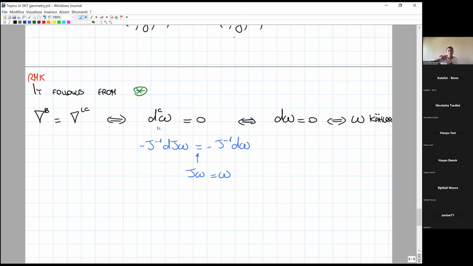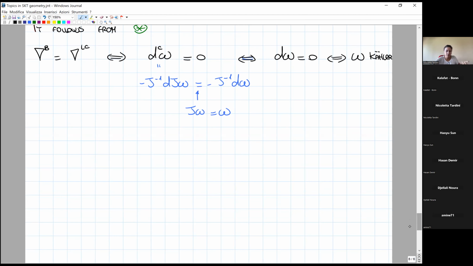So the Bismuth connection is interesting when you work with non-Kähler metrics, okay? Because in that case, really, it's giving you something new, it's a different object, okay?